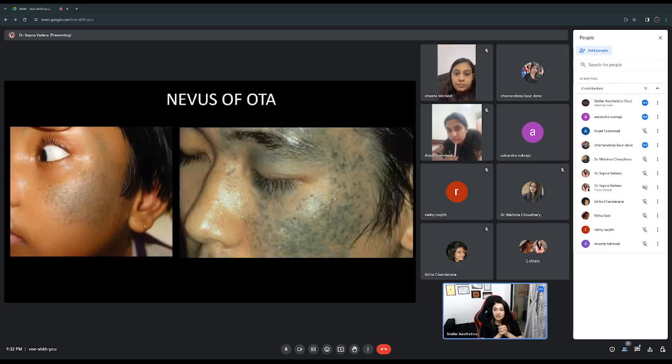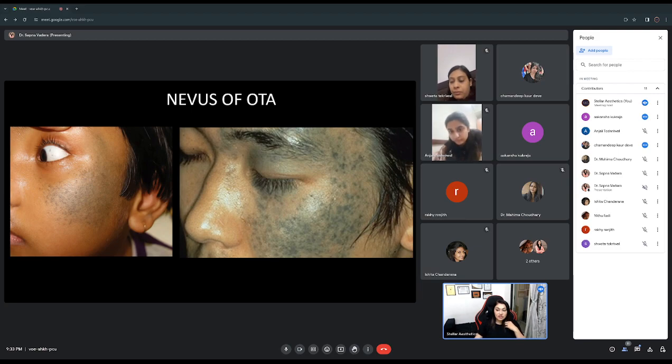Moving on, next is nevus of ota. Anyone has seen a patient with pigmentation around the face, around the eye, around the cheek, big, bold, dark pigmentation? It's called nevus of ota. It can be present at birth. It can appear few months or few years after the birth. Okay, but it's a dark, maybe blue, black, brownish pigmentation that you will see.